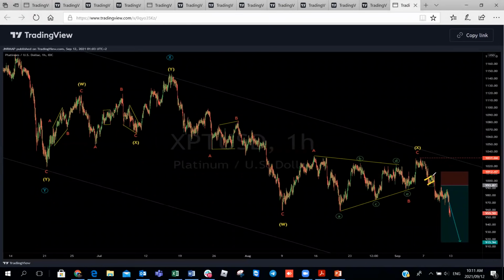So this is where the setup is. As you can see here, we're currently in here. We're looking for this to continue to the downside. Inch perfect after the textbook triangle, we're looking for this to continue to the downside as far down as around 915 on platinum. Very nice one here. We're still in that one.